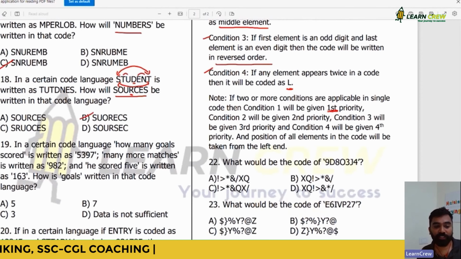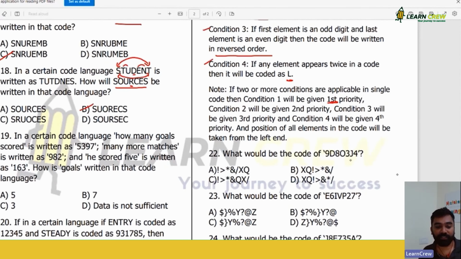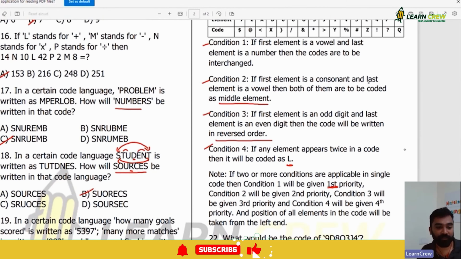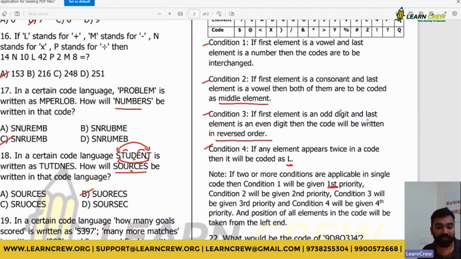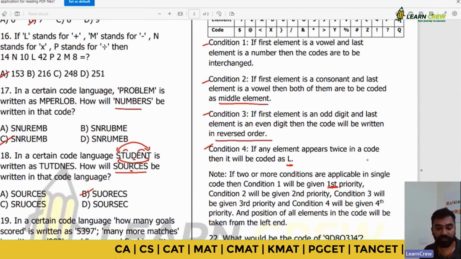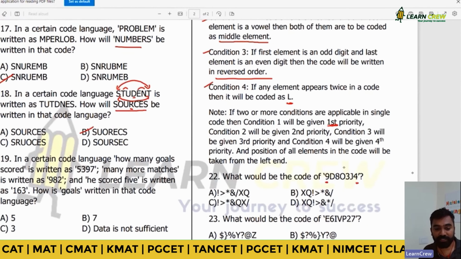Now, the first one. What would be the code of 9D80803J4? The first element is a number and the last element is a number, so you need to check this condition. The first element is an odd digit. Is it true? Yes. The last element is an even digit. Yes, it is true. So this is condition 3. The code will be written in reversed order, which means you reverse this entire sequence.